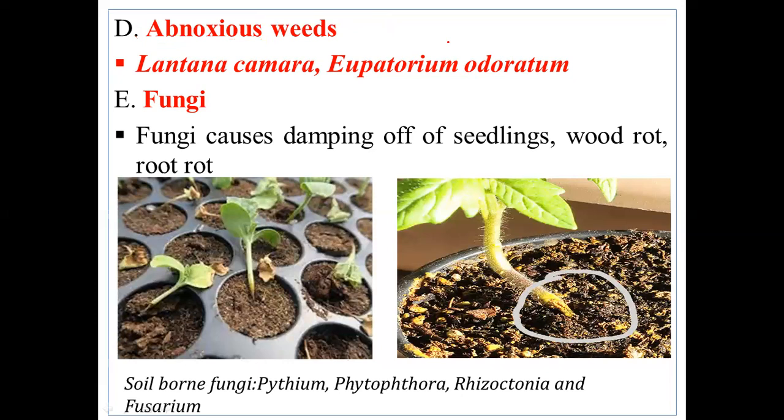Within plants, there are some organisms, for example fungi, and these fungi are also going to cause damage to plants, especially in the initial stage. Especially in the nursery stage, there is a disease called damping off. Damping off of the seedling mainly occurs in the nursery stage, and it is caused by fungi.